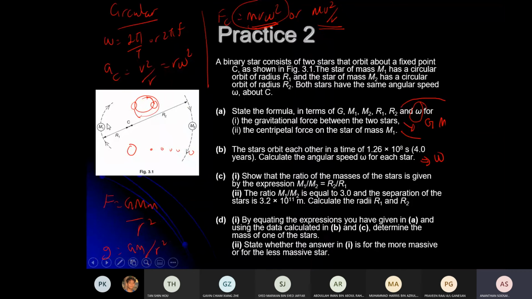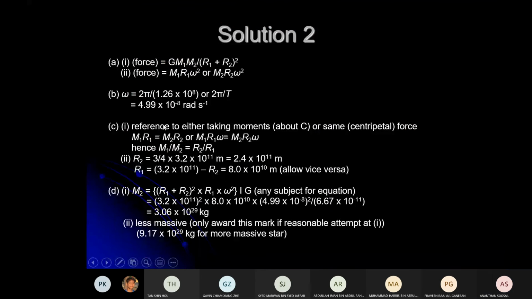Because they are moving in a circular path, their centripetal force equals the gravitational force. Both centripetal forces must be the same because both have the same gravitational force pulling towards each other. So the conclusion is M1 R1 omega squared equals M2 R2 omega squared. The centripetal force for both of them is the same. From here you can rearrange to get the formula: M1 over M2 must be R2 over R1. The more massive star must have a smaller radius.